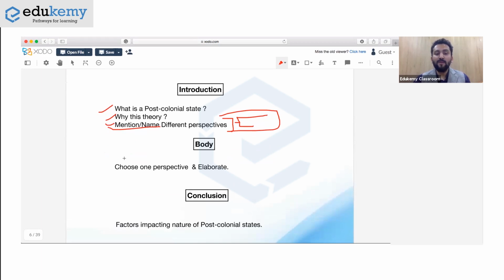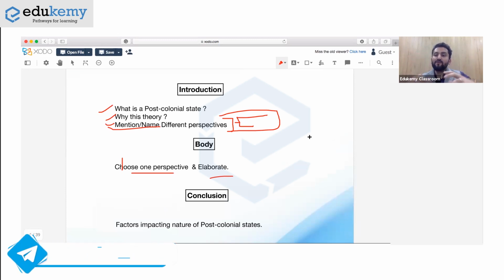Then in the body part, choose one perspective and elaborate on it. Broadly, you have 4 perspectives. In the modernization perspective, you have the prismatic society of F.W. Riggs and the Asian Drama of Gunnar Myrdal. In the Marxist perspective, you have the instrumentalist view and the structuralist view. So choose one. For example, you have chosen the structuralist theory. Then elaborate on it.